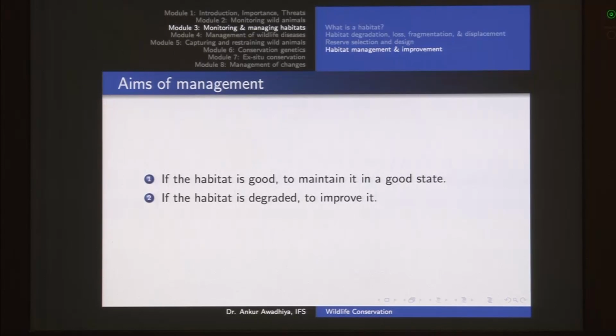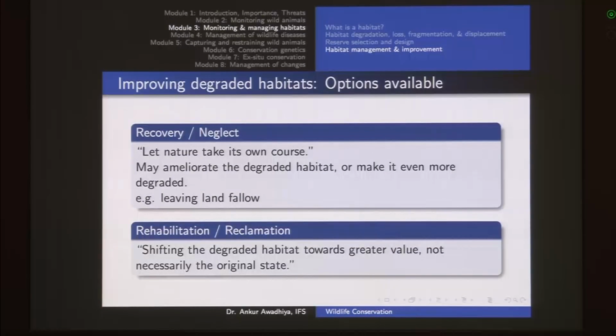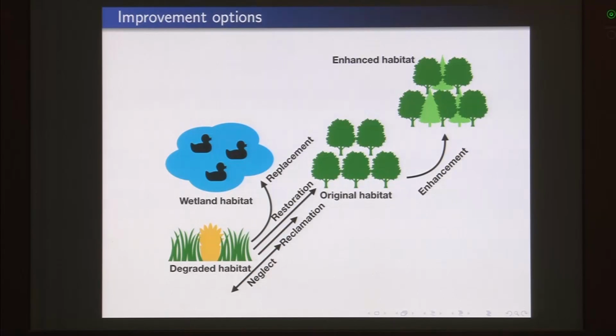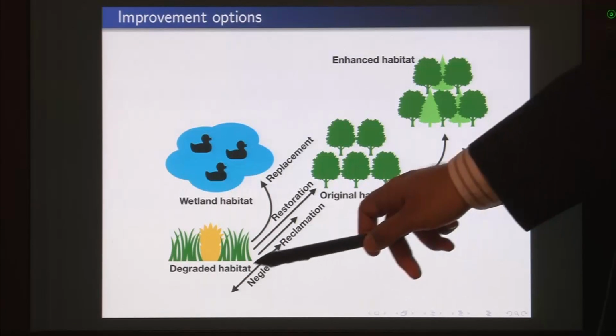So if there is a good habitat, maintain it. If it is degraded, then improve it. Then we looked at different improvement options. So if you have degraded habitat, you can just leave it as such, which will be known as neglect.